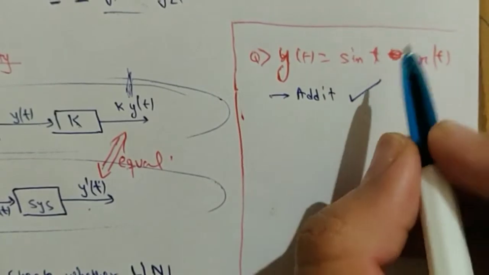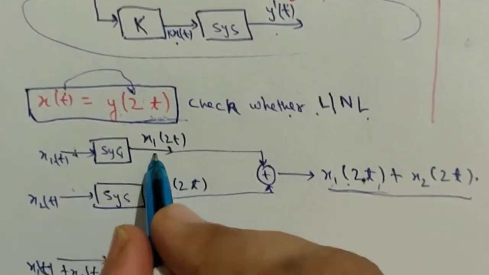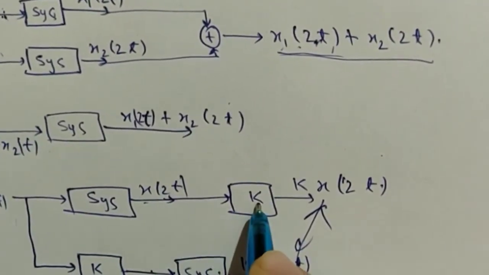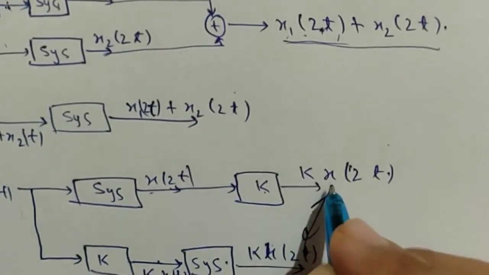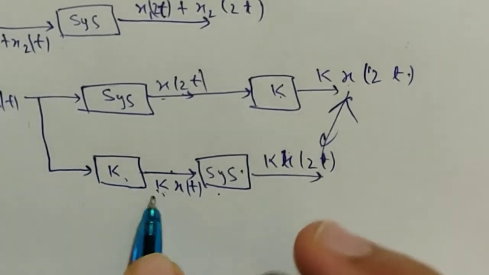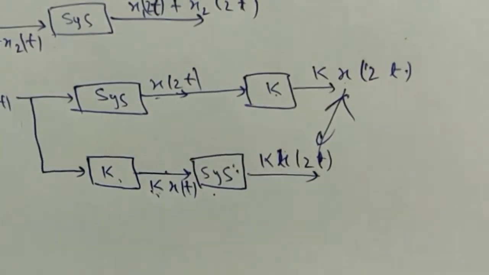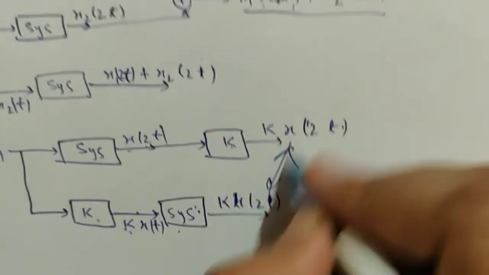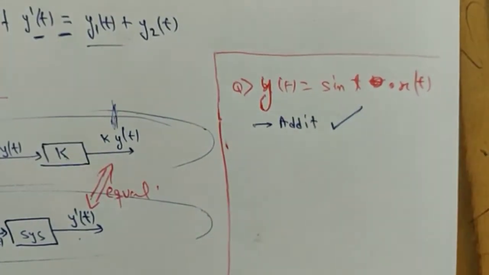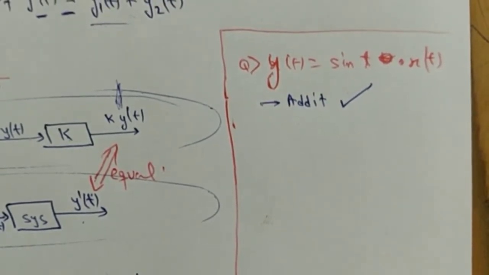Okay, now for the law of homogeneity, suppose I put x(t) here, the output which I will get is sin t into x(t). If I multiply it with a k, I will get k into x(t) into sin t. Suppose I multiply it with k before, the input which I will be putting is k into x(t). If I put it in the system, again I will get k into sin t into x(t). So these two will be equal. Therefore this will follow the law of homogeneity as well. So as it follows the law of additivity and the law of homogeneity, the system is said to be linear.